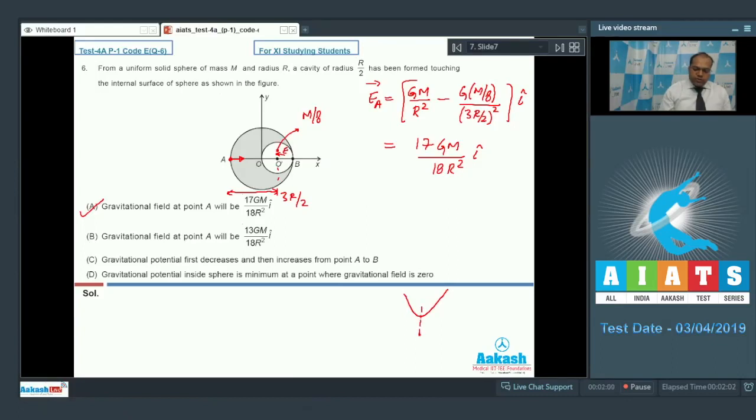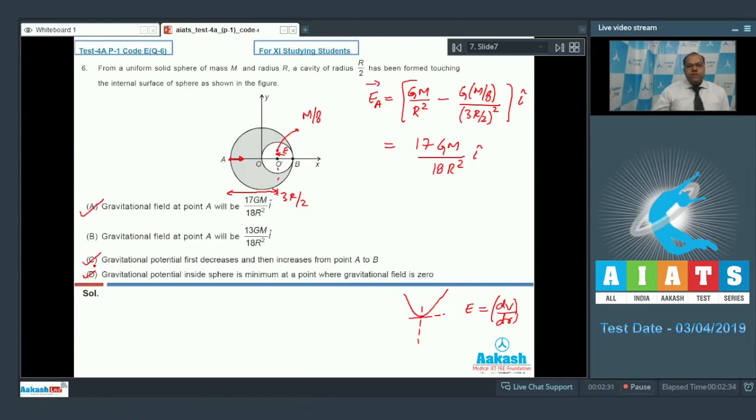So there is a point where the potential is minimum, and at this point the field is 0, as we know that the relationship is E equal to minus dV by dr. So at the point where the potential function is minimum, the field is 0. So option C is correct because the potential first decreases and then increases, and option D is also correct. So the correct answers for question number 6 are options A, C and D.